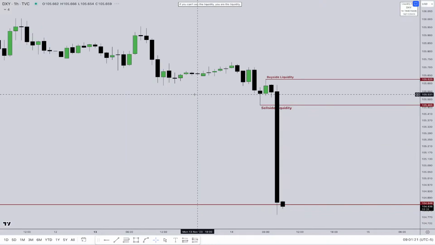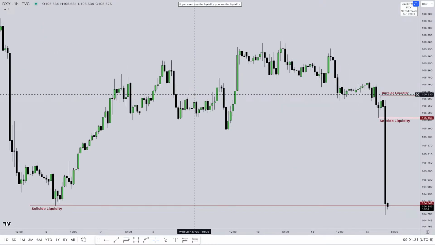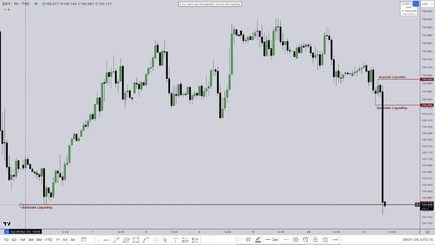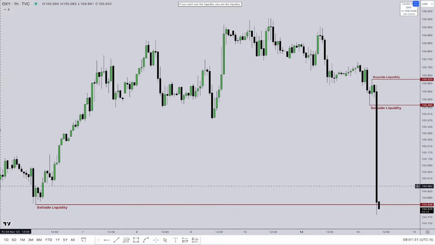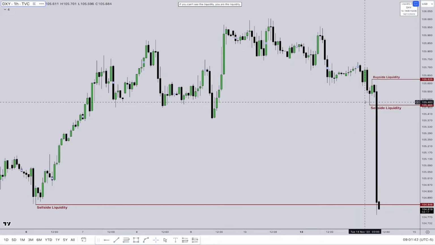Look at this. I've literally mentioned this before the CPI numbers came out. Literally before the CPI numbers came out, I mentioned that we were likely to take out the sell side liquidity and reach to the sell side liquidity. And what we've seen is exactly as I mentioned. And this is not hindsight. You can rewind the stream and see how I mentioned it. I'm not making these things up. All right?